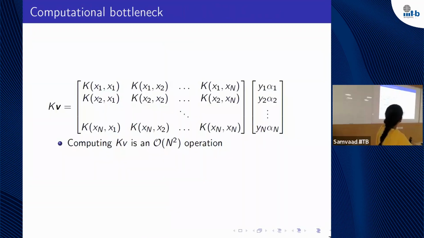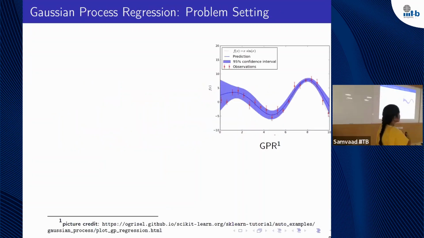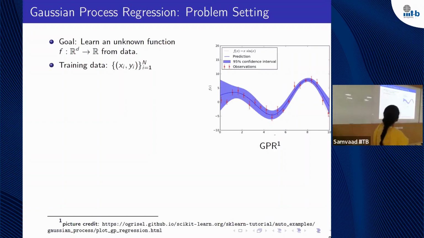But before that, let me also state the problem of Gaussian process regression, just to motivate ourselves why these kernel matrix operations are important. So in Gaussian process regression, our task is to learn an unknown function f, and we are given this training data: x1, y1, x2, y2, and so on, xn, yn. And we want to model a regression problem.